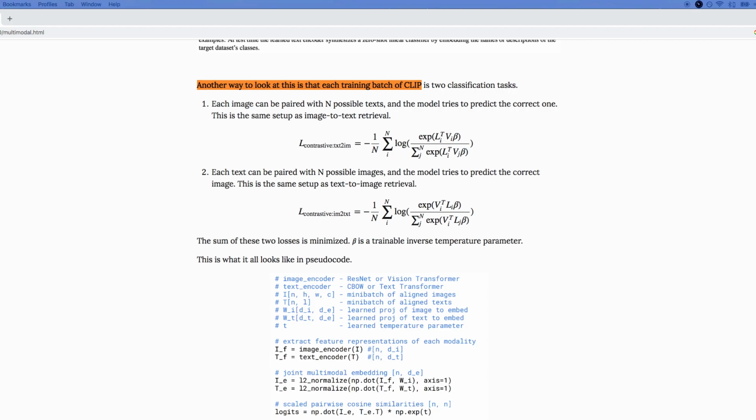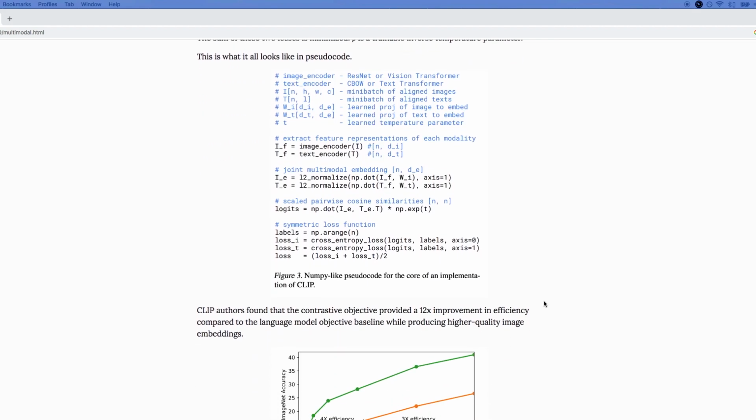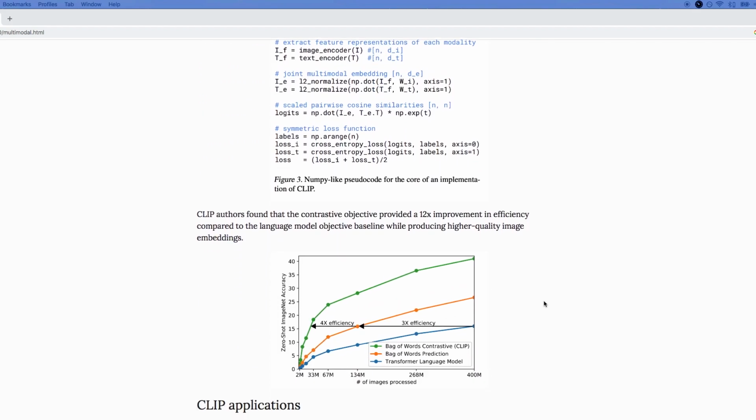These two losses is minimized. Beta is a trainable inverse temperature parameter. This is what it all looks like in pseudocode. CLIP authors found that the contrastive objective provided a 12x improvement in efficiency compared to the language model objective baseline while producing higher quality image embeddings.